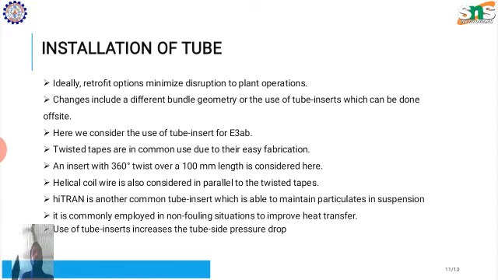The tube inserts were identified as an option to increase the tube side wall shear stress, which would reduce the rate of fouling. Twisted tapes were selected on the basis of the allowable pressure drop and the ease of installation. Furthermore, twisted tapes could be fabricated on site.